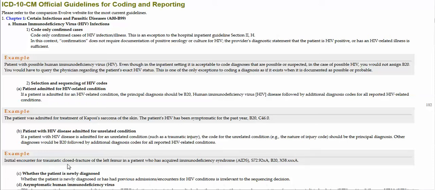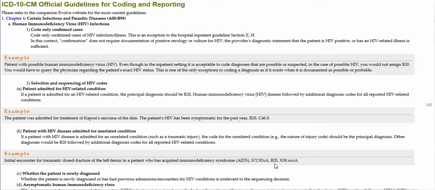So let's look at this example. Initial encounter for traumatic closed fracture of the left femur in a patient who has acquired immune deficiency syndrome or AIDS. So if you look at this, they were not admitted because they were having trouble with the AIDS. They were not symptomatic necessarily enough of AIDS to be admitted. So they had a broken leg that needed to be treated. They needed to be admitted for that. That is our S72.92XA code. That is the fractured femur, all right?